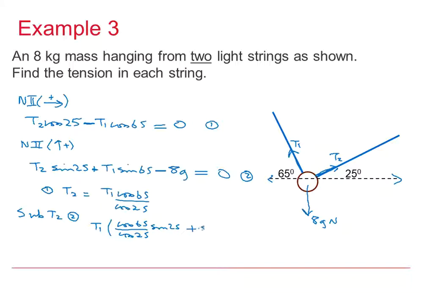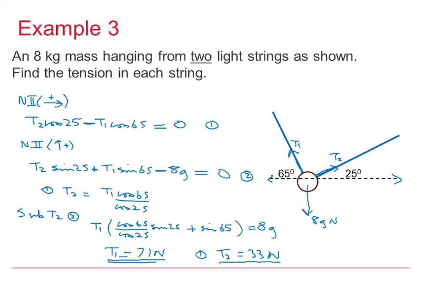We'd also have sine 65, and I'm going to put the 8G on the other side, and if I solve this for T1, I'll get T1 equals 71 newtons to two significant figures, and if we sub T1 back into equation 1, we will get T2 is 33 newtons. So that's a very traditional approach.